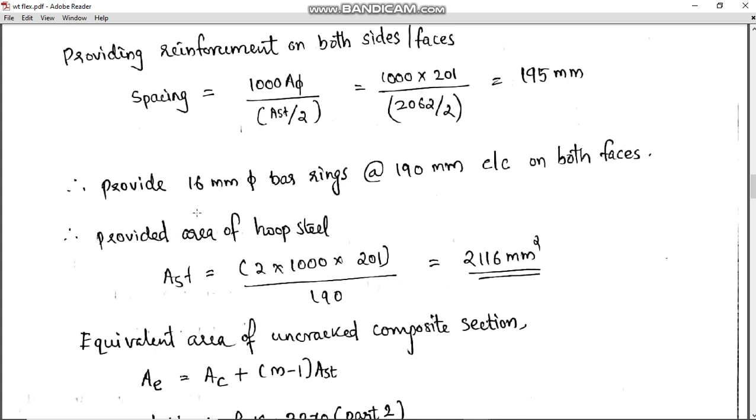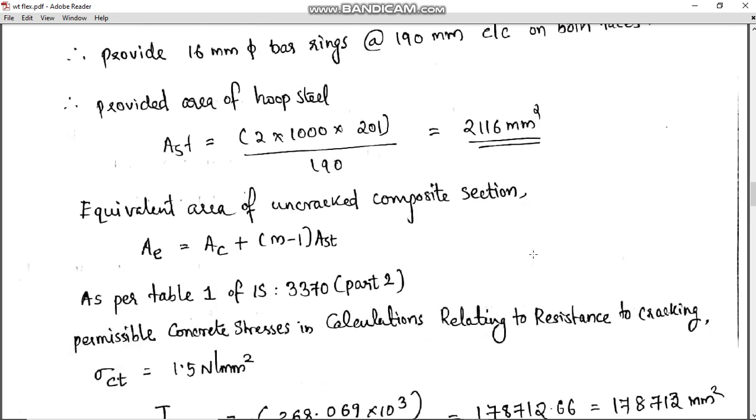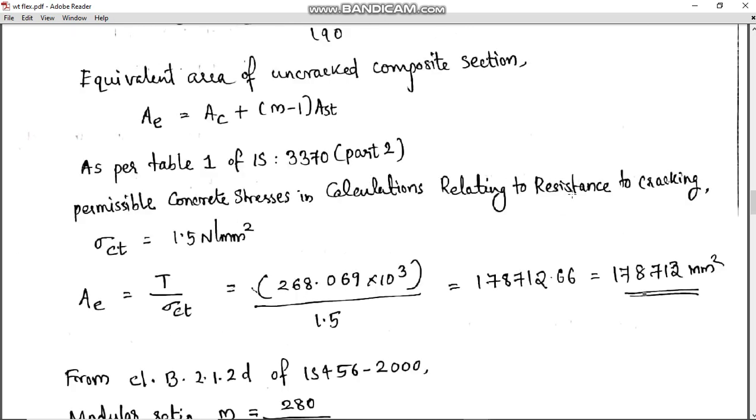Then we have to find out the provided area of hoop steel, that is AST is equal to 2 into 1000 into this value divided by provided spacing, that is equal to 2116 mm square AST we have provided. We know that the stress in concrete should not exceed the permissible concrete stress. What is the stress in concrete? That is hoop tension divided by equivalent area, and it should not exceed the permissible stress in concrete.